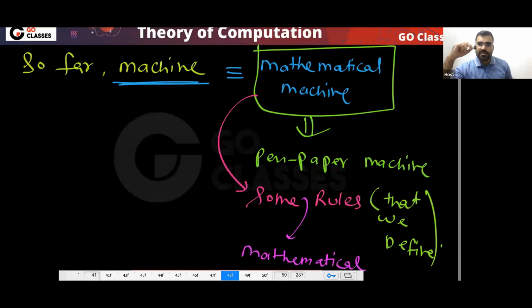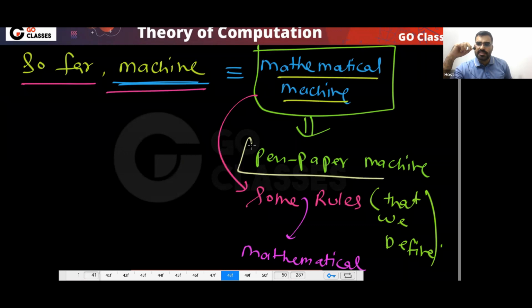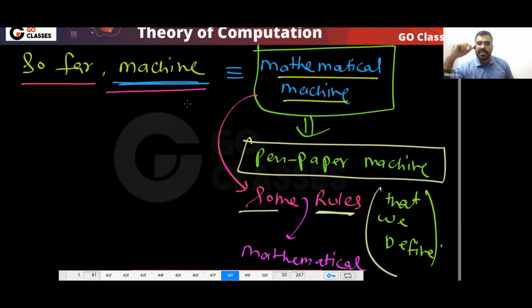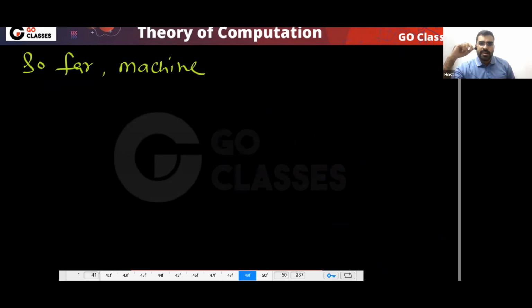So the word machine I am using is basically a mathematical machine, just a pen paper machine, nothing else. Some mathematical rules are there that we agree or define: follow these rules and then you do it. So this is a mathematical machine. But before going to the mathematical machine, can you give me some physical computational machines? I want to talk about some computational machines.